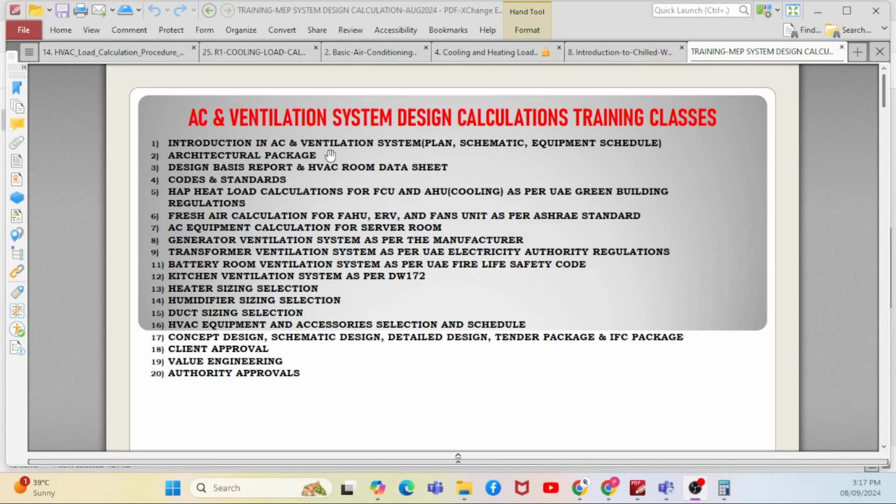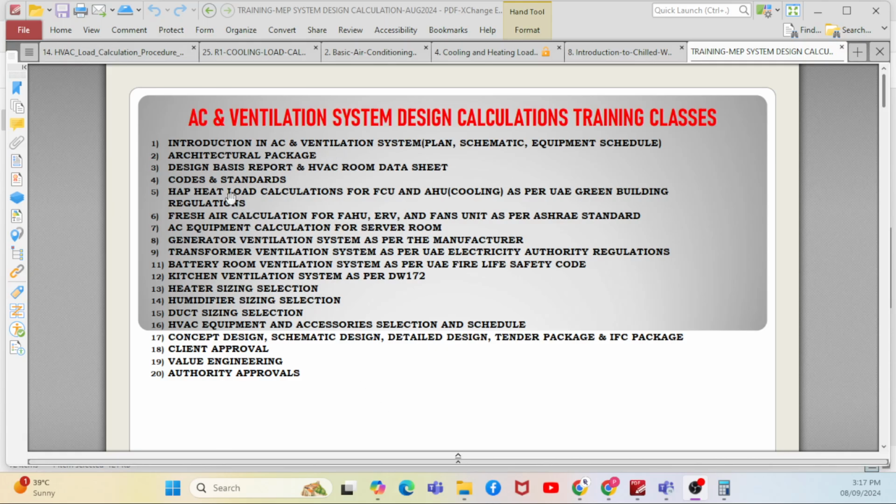How the architectural consultant will do the space planning based on all requirements, complying with all the requirements, including local requirement, client requirement. And if there is any value engineering, authority approvals, everything he will comply with when he prepares the architectural guideline, the architectural packages.